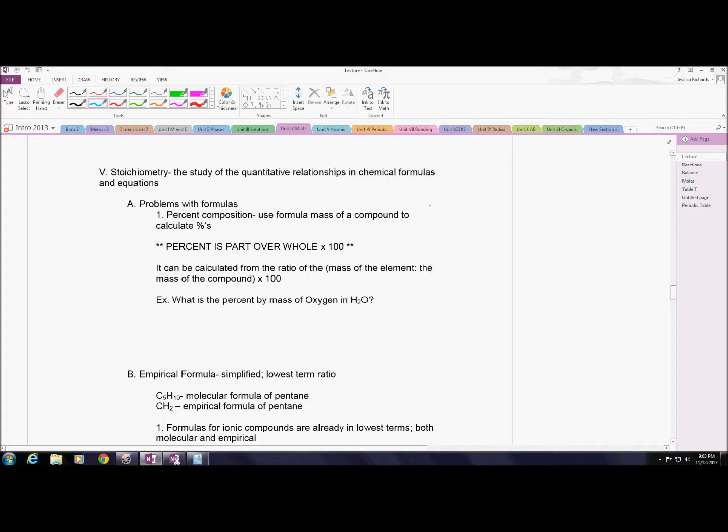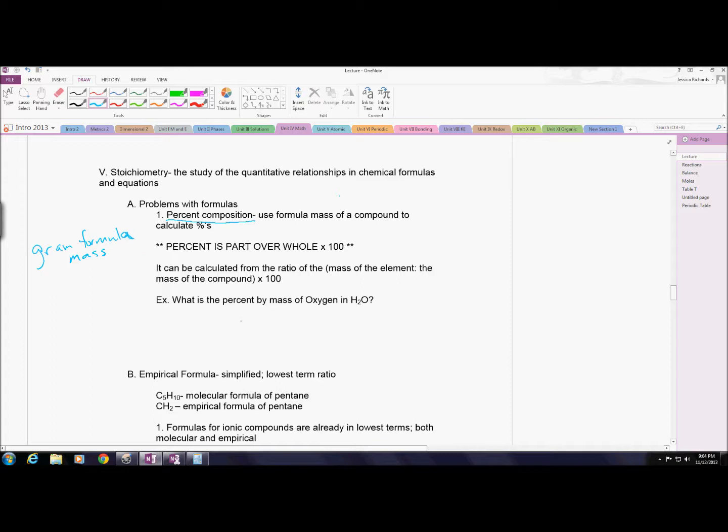Percent I always just define as part over whole times 100. So if you want to know how much of something, what portion of the whole amount something is, we calculate its percent. You've been doing percents for quite a while in your math class, so it shouldn't be anything new to you. We will do percent composition, and when they talk about that, they're usually talking about a compound's formula, and we start with its formula mass. So remember that gram formula mass is when we add up all of the pieces in the compound and their atomic masses off of the periodic table.